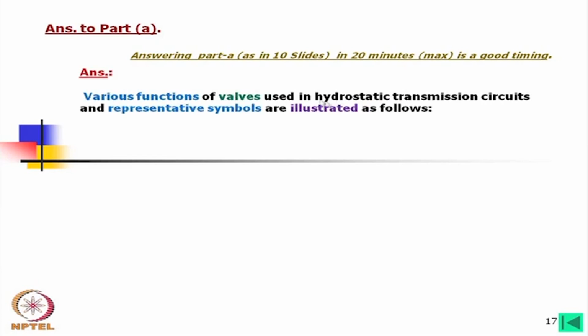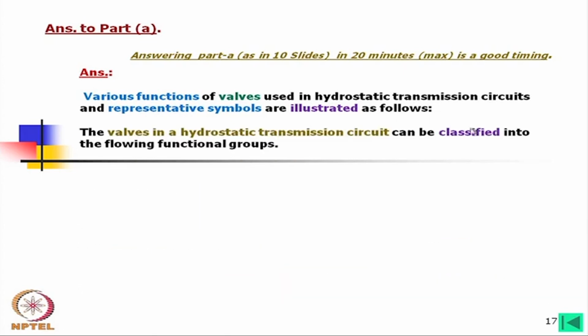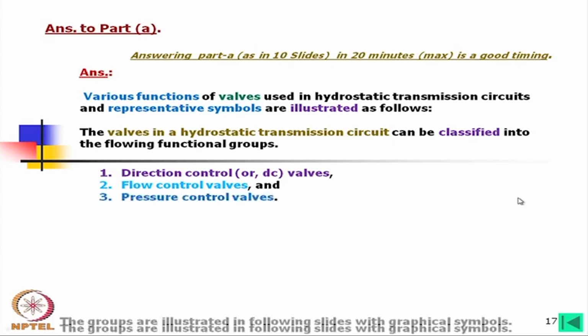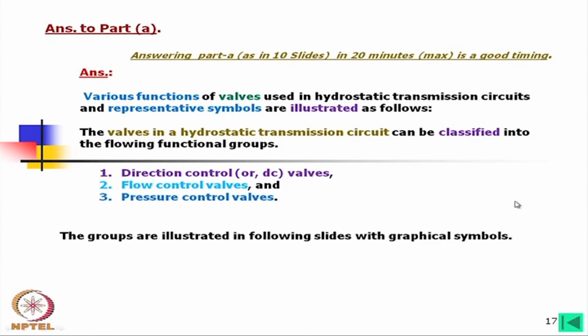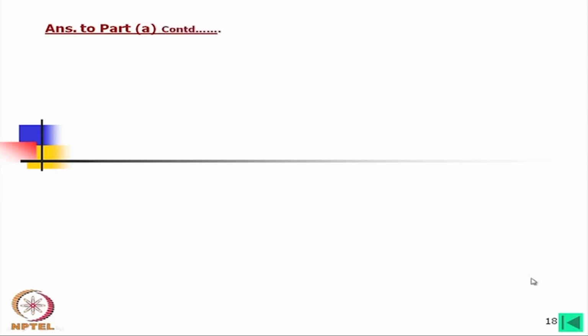Answering part A, various functions of valves used in hydrostatic transmission circuits and representative symbols are illustrated as follows. The valves in hydrostatic transmission circuits can be classified into the following functional groups. One is the directional control valve, second is flow control valves, third is pressure control valves. The groups are illustrated in the following slides with graphical symbols. This is just how to answer; I have shown here how to answer. Now, direction control valves.